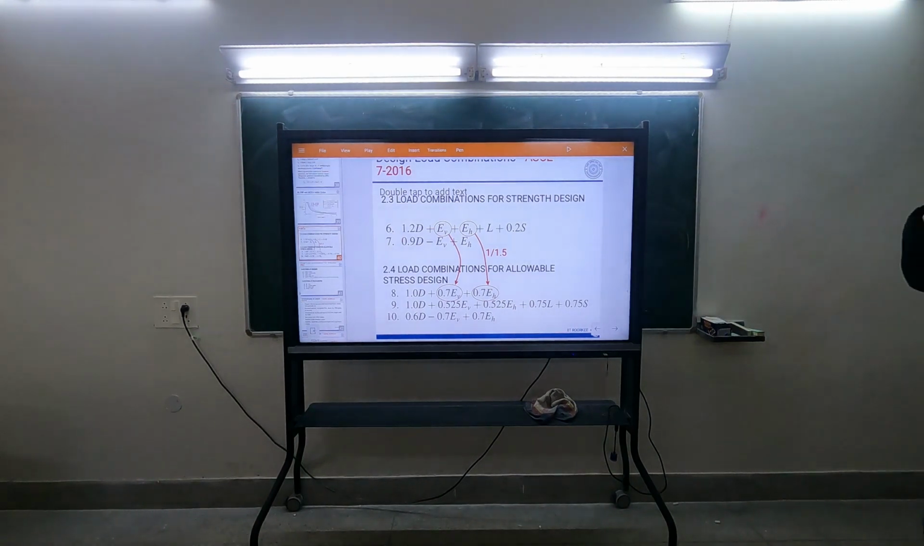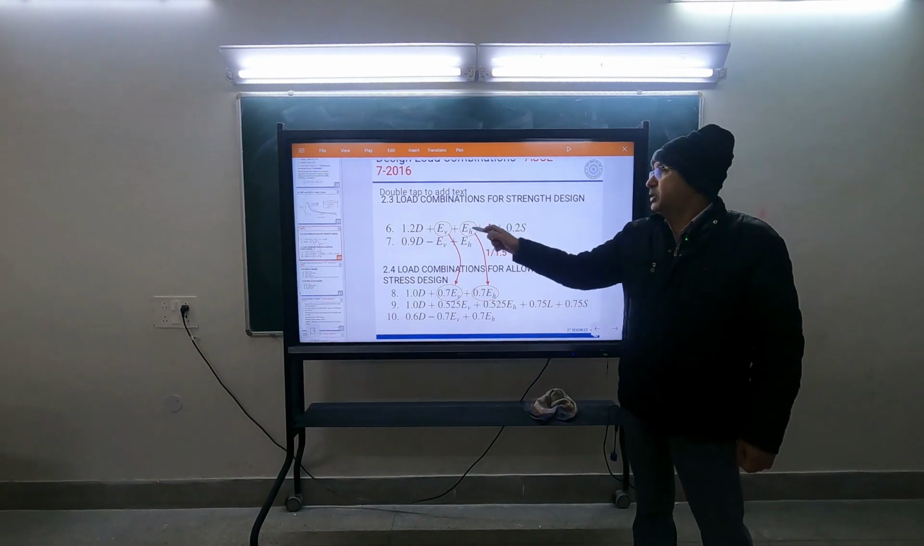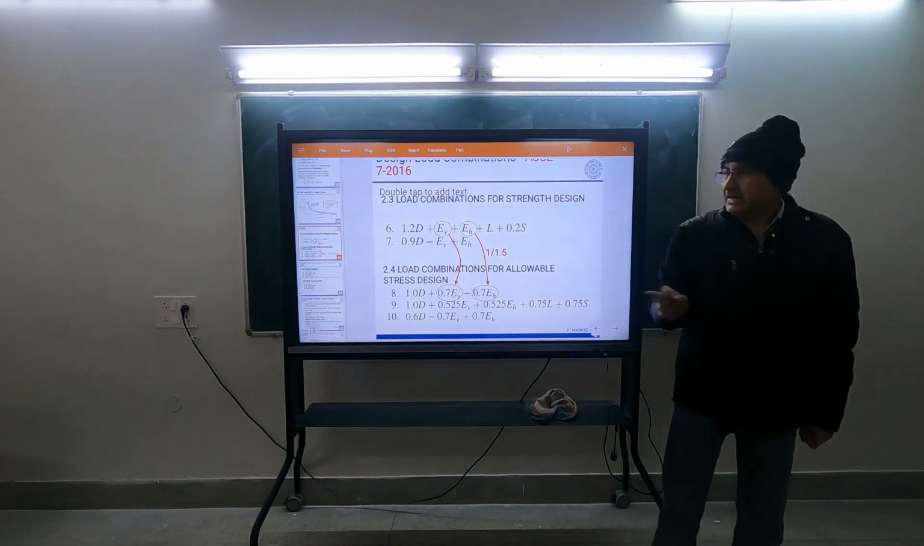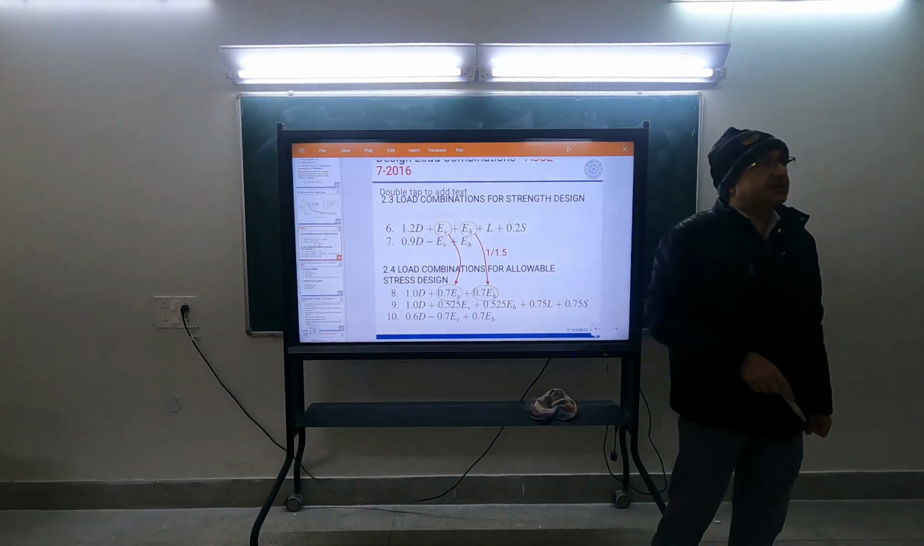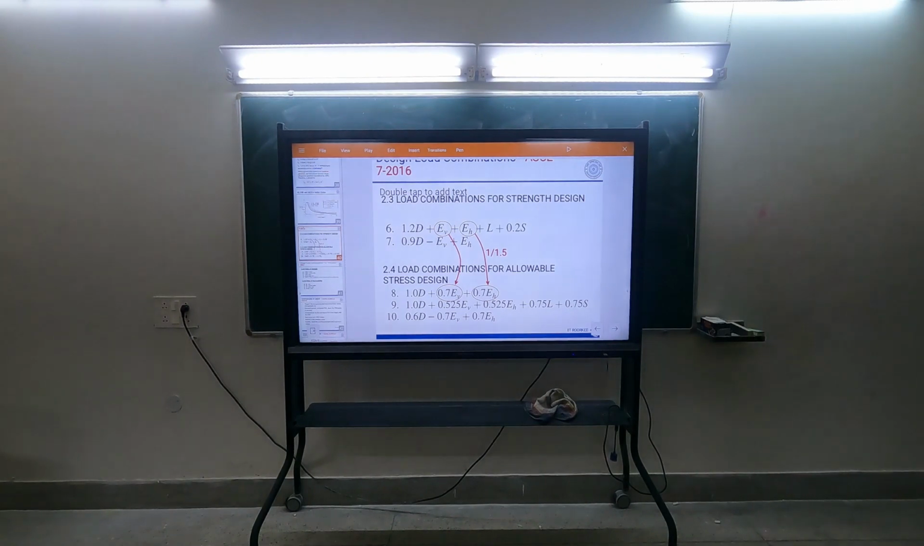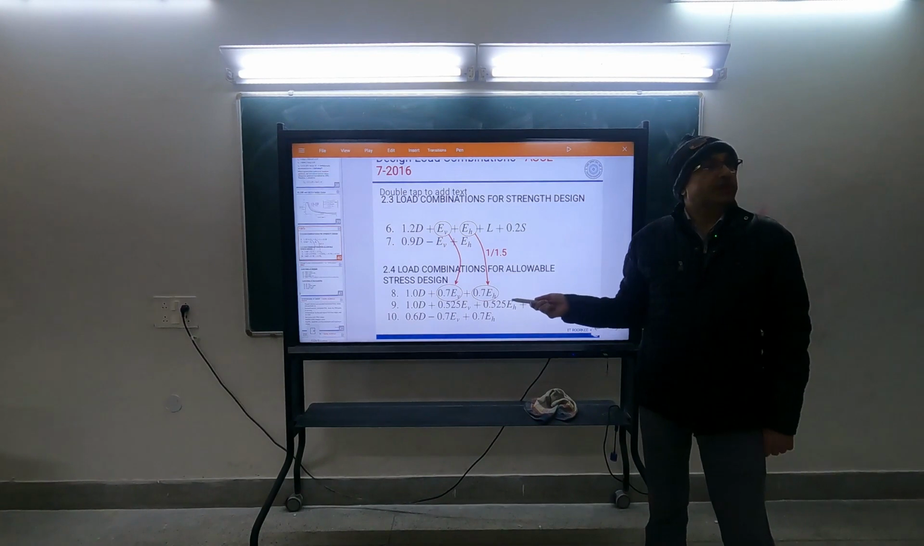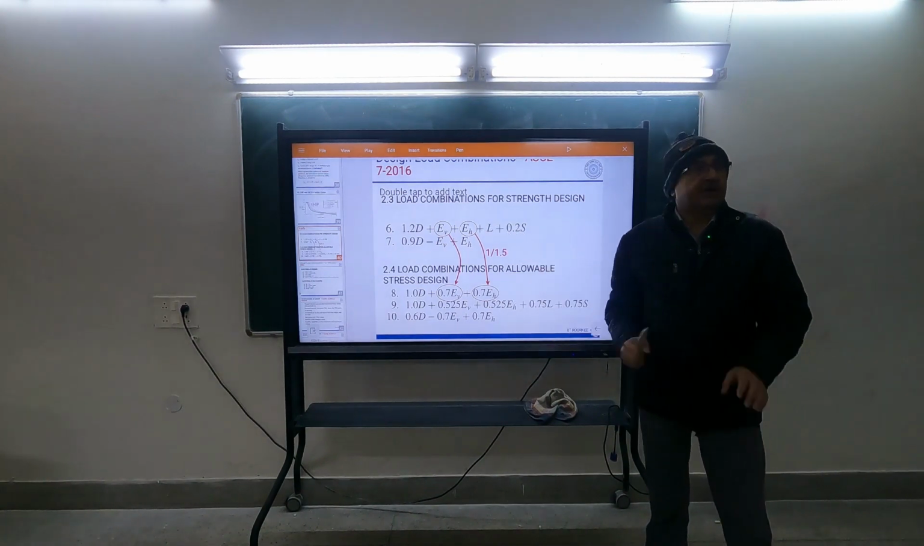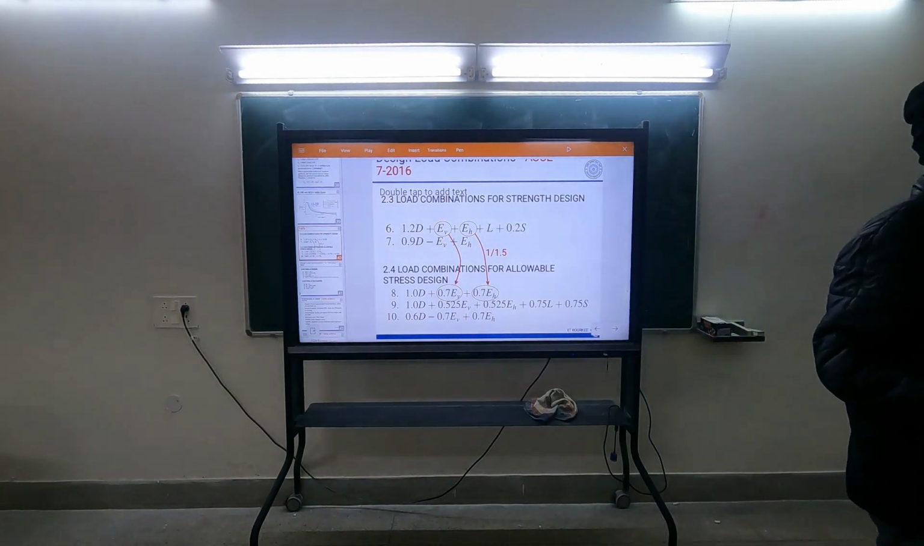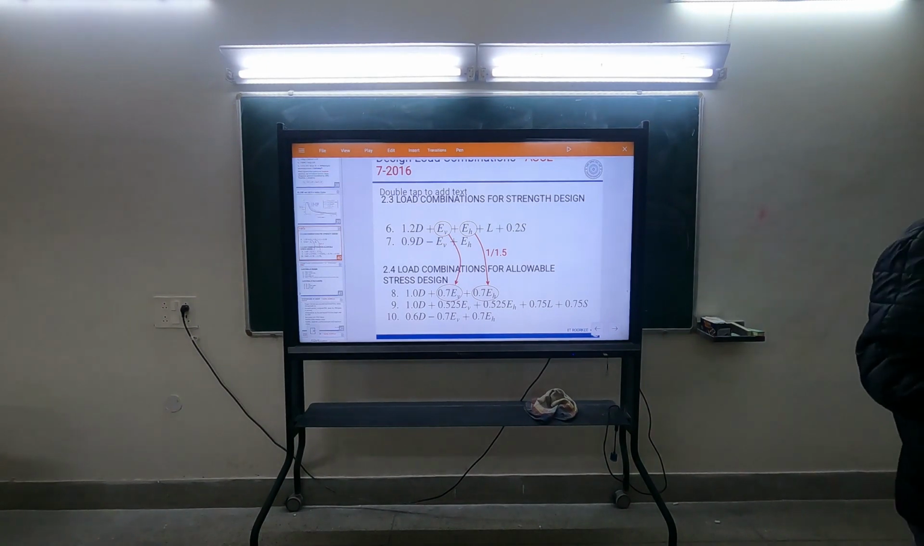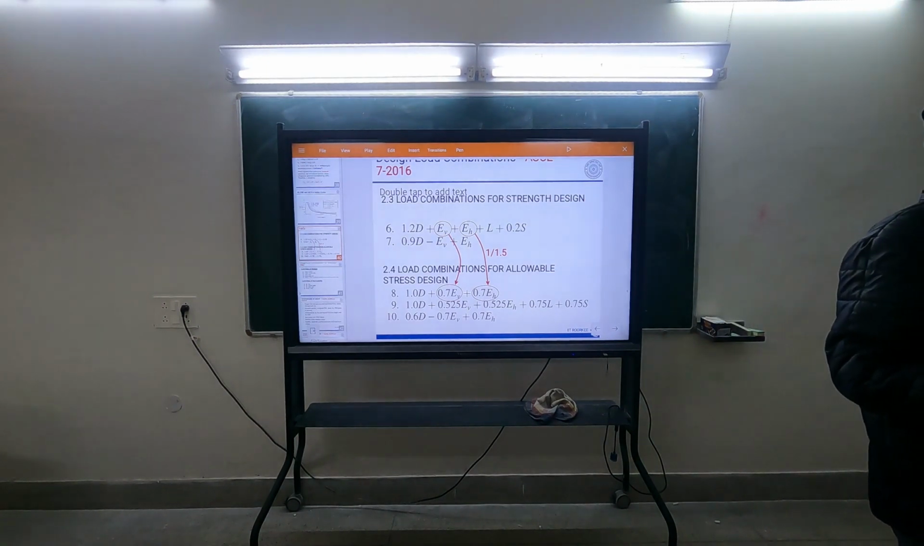In US, it is opposite. They first calculate corresponding to limit state, and then serviceability limit state is 0.7, that is nothing but this divided by 1.5. So the ratio between limit state and serviceability state is the same. And from where is this 1.5 ratio coming?